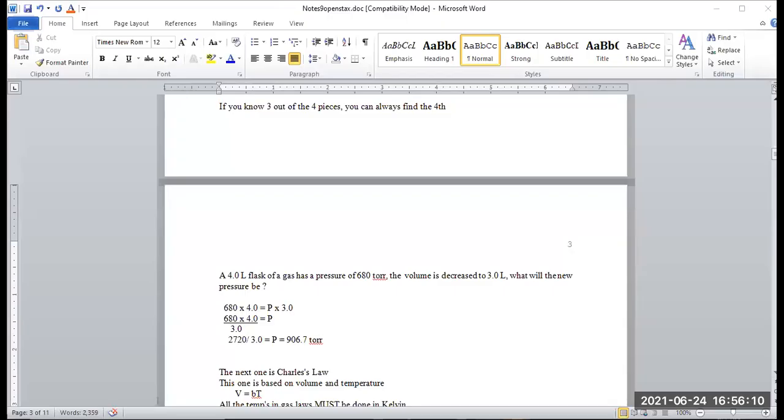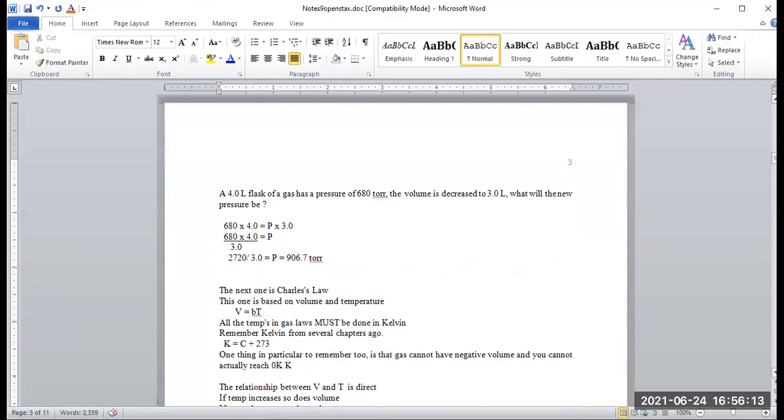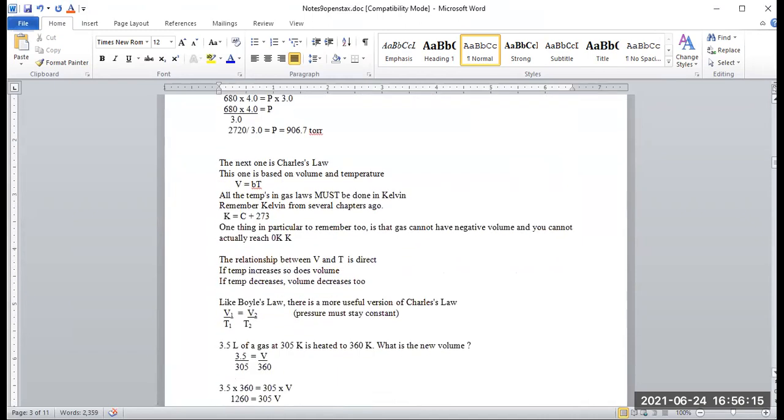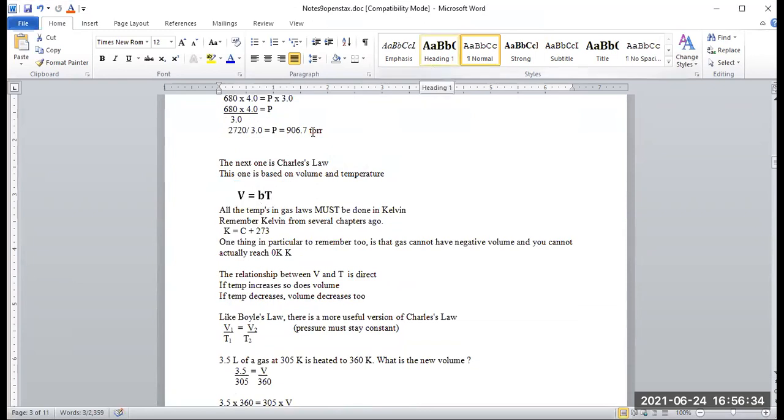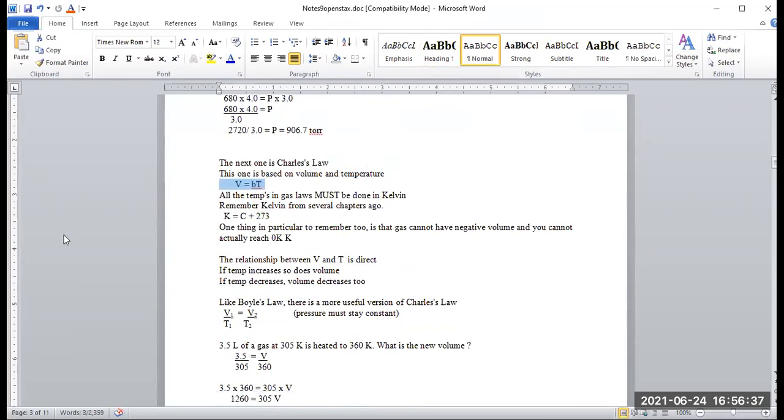All right, more famous dead guys. This one is Charles' law. This one is a combination of volume and temperature. Now, again, this is another one that starts out as this sort of theoretical relationship. We have volume being based on a constant value times temperature, okay?